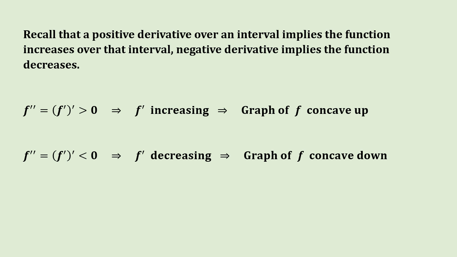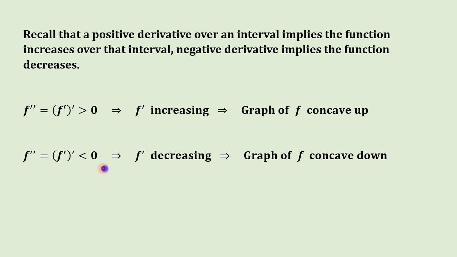Let's determine the conditions for which we can guarantee a function will be concave up or down. Remember, if we have a positive derivative over an interval, that implies that the function increases over that interval. Negative derivative means the function decreases. What we're going to be concerned with for concavity is the second derivative. Second derivative is the first derivative of the first derivative. So if that first derivative is positive, that means that function, whatever it is, is increasing. In that case, the first derivative is increasing, which tells us by definition that the graph of f is concave up, or we just say the function f is concave up.